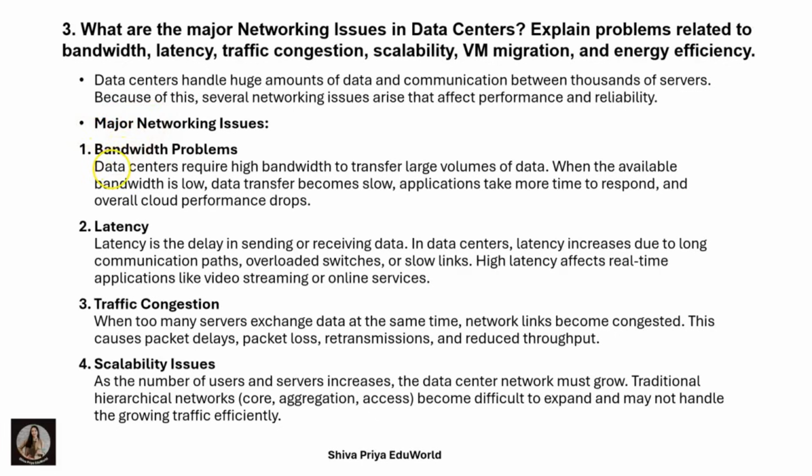The major networking issues are, first, bandwidth problem, which means data centers require higher bandwidth to transfer large volumes of data. If I want to transfer any large volume of data, then it requires high bandwidth only. When the available bandwidth is low, data transfer becomes slow. Applications take more time to respond. If it is slow, obviously it will take more time than expected, and overall cloud performance drops. This is about the bandwidth problem.